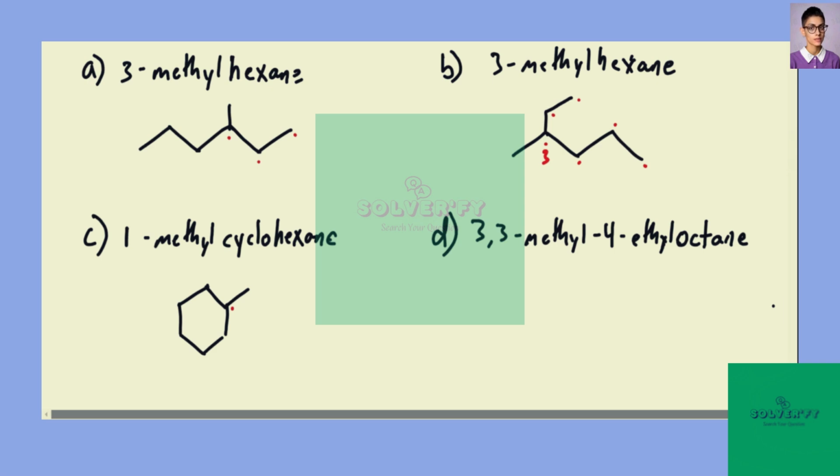All right, and then moving on to part D, last one, we've got 3,3-methyl 4-ethyl octane. All right, so starting with the octane, I've got 3,3-methyl, so something that looks like that, and then 4-ethyl. Okay, so in fixing this, we've got to make sure we're still staying with the longest chain. And the longest chain still does appear to be an octane.